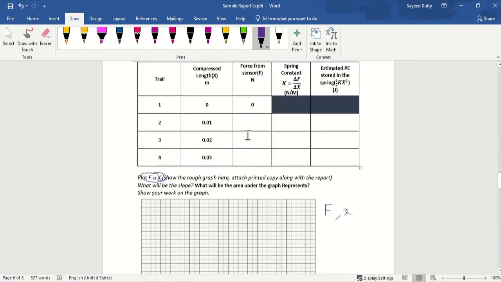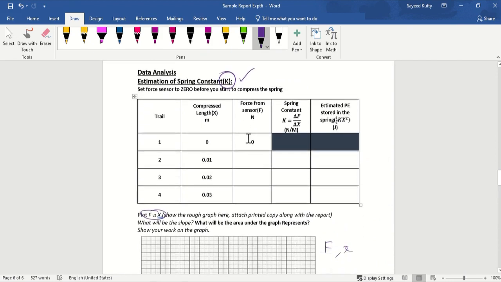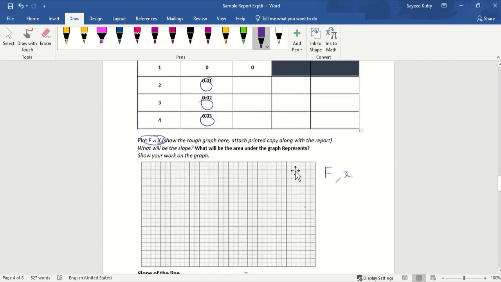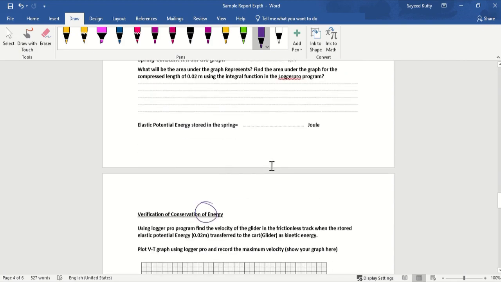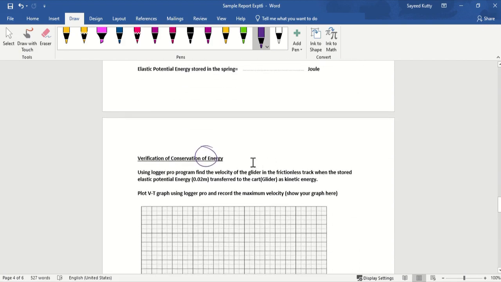You look here. I'm going to compress the spring for a distance of 1 centimeter, 2 centimeter, 3 centimeter. Then I will find the spring constant. Then you will understand what I am going to do. Please watch the recorded video in the lab. Then we will continue the data analysis after you watch the video. So that's all for the introduction part. Now you watch.